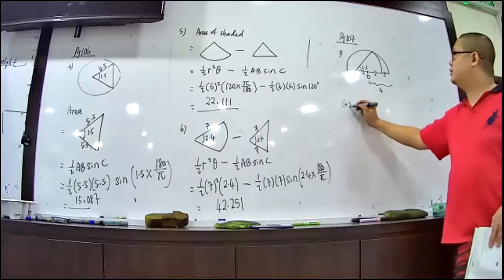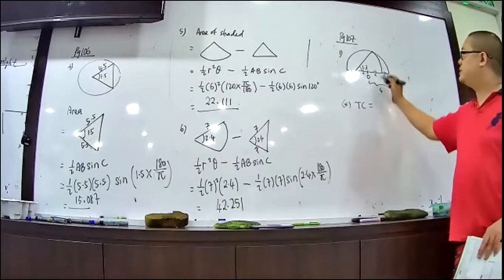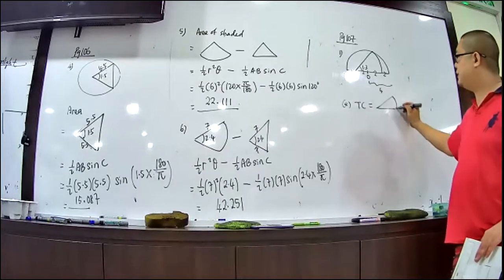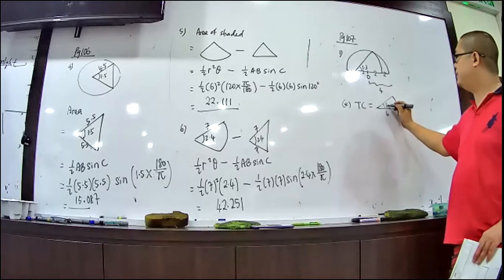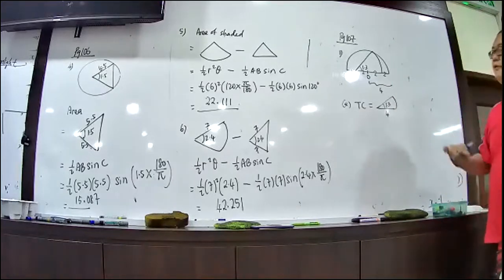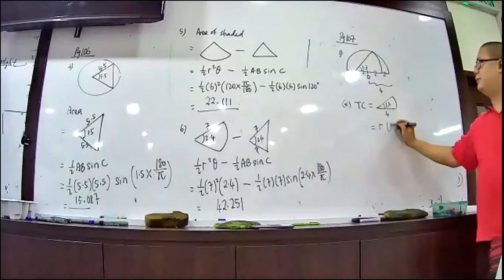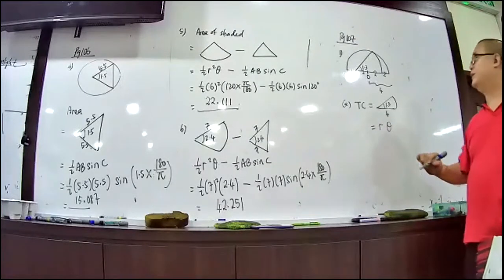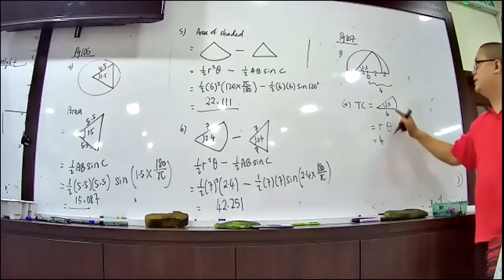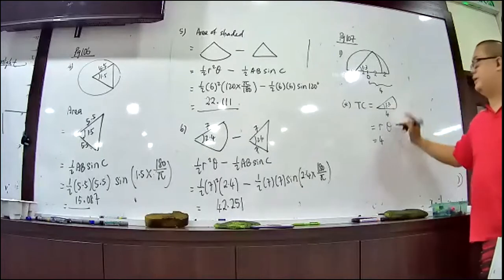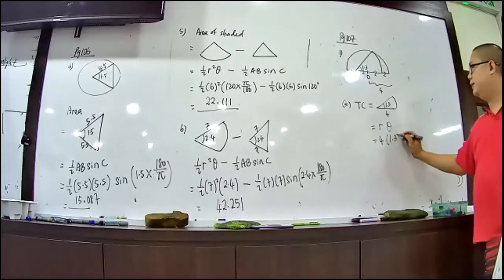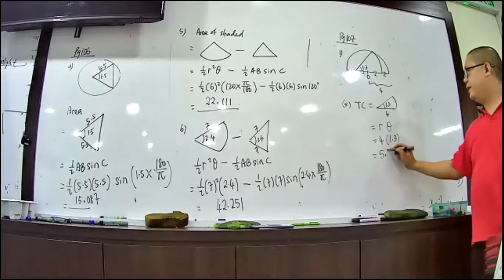So the first thing you want to find is the TC, right? So we know that the shape is something like this. So this one is 4, this one 1.3. I mentioned before for the additional maths, right? Our formula is r theta, right? So your theta must be in radian form. See this one already in the radian form, so 1.3. So your answer should be 5.2.